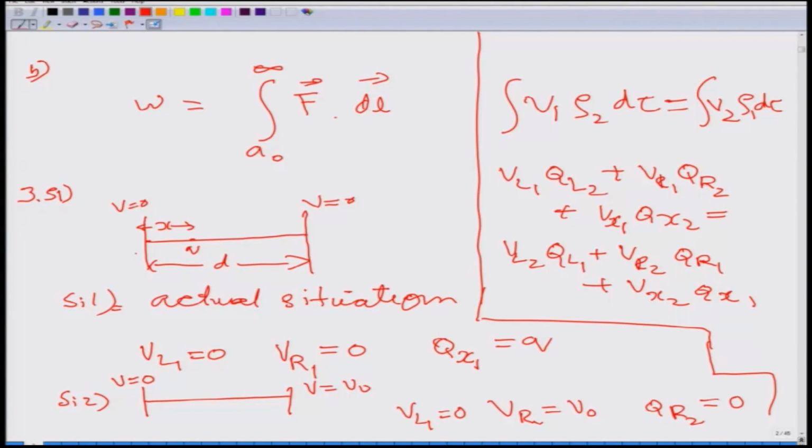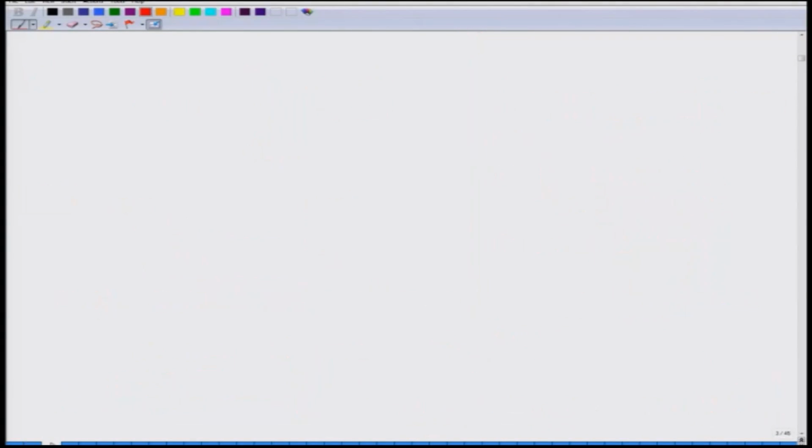Once you apply this, you will find the charge on one plate, and then you do the opposite of this. Now you have the left one at V0 and the right one at 0, and then you apply the reciprocity theorem, and that will give you the charge on the other plate. So this is the hint for problem 3.51 A.